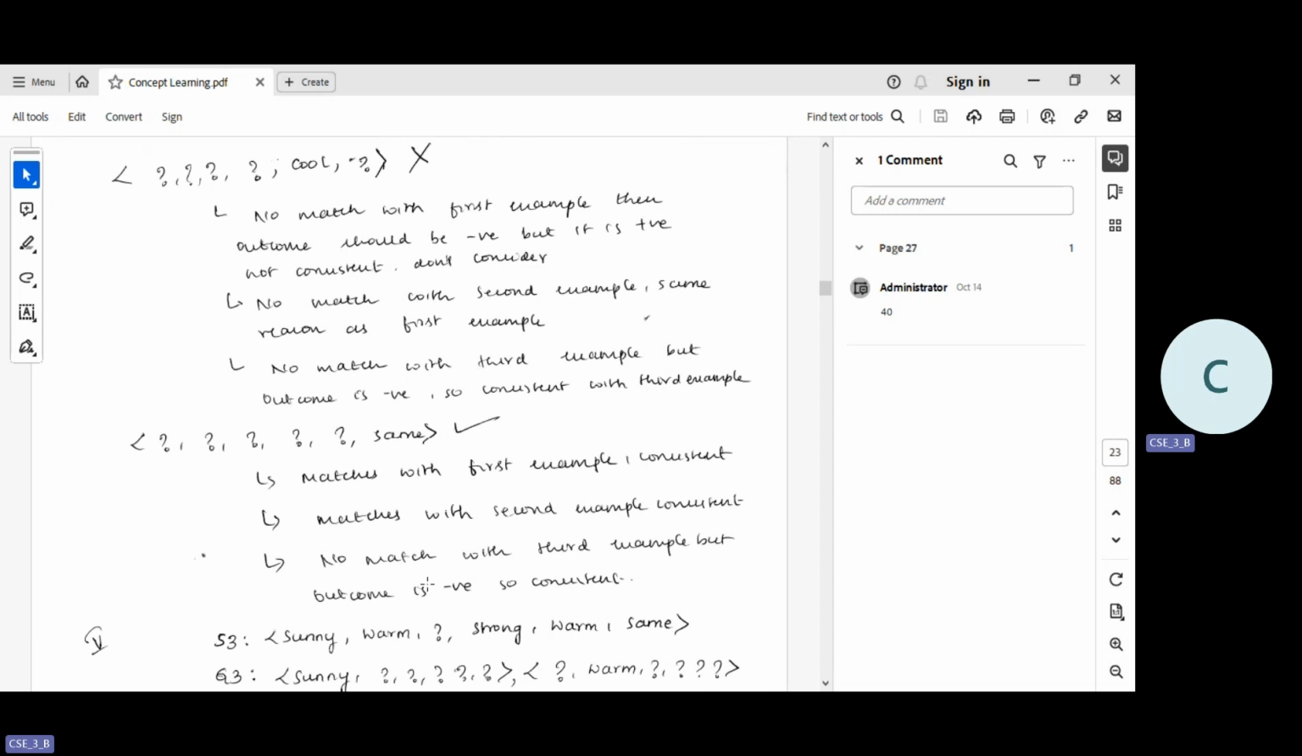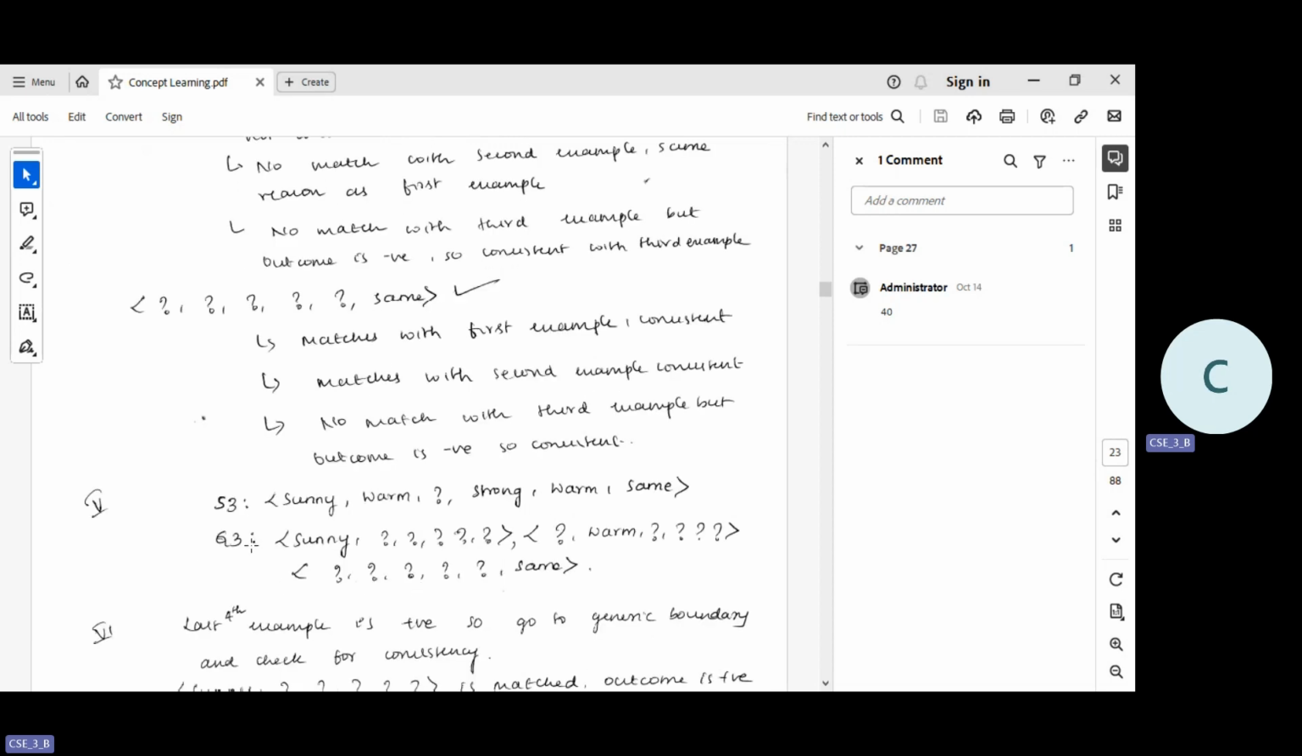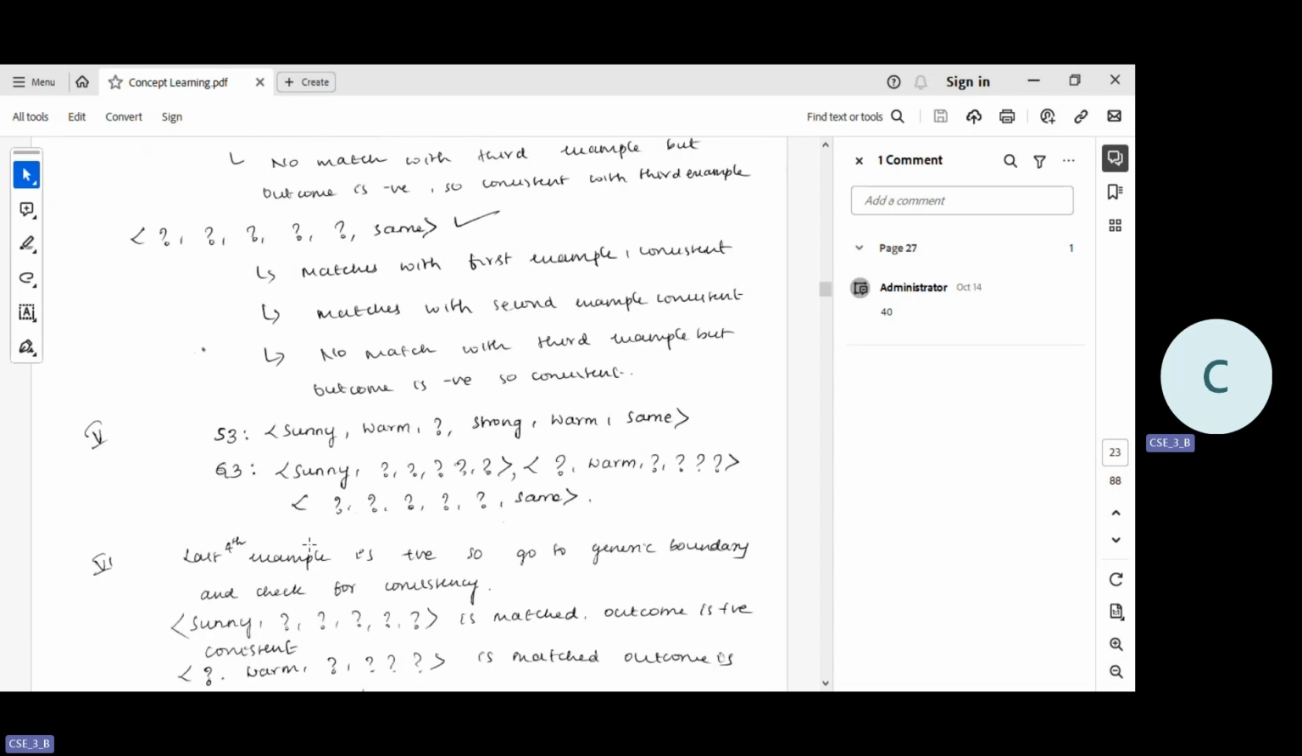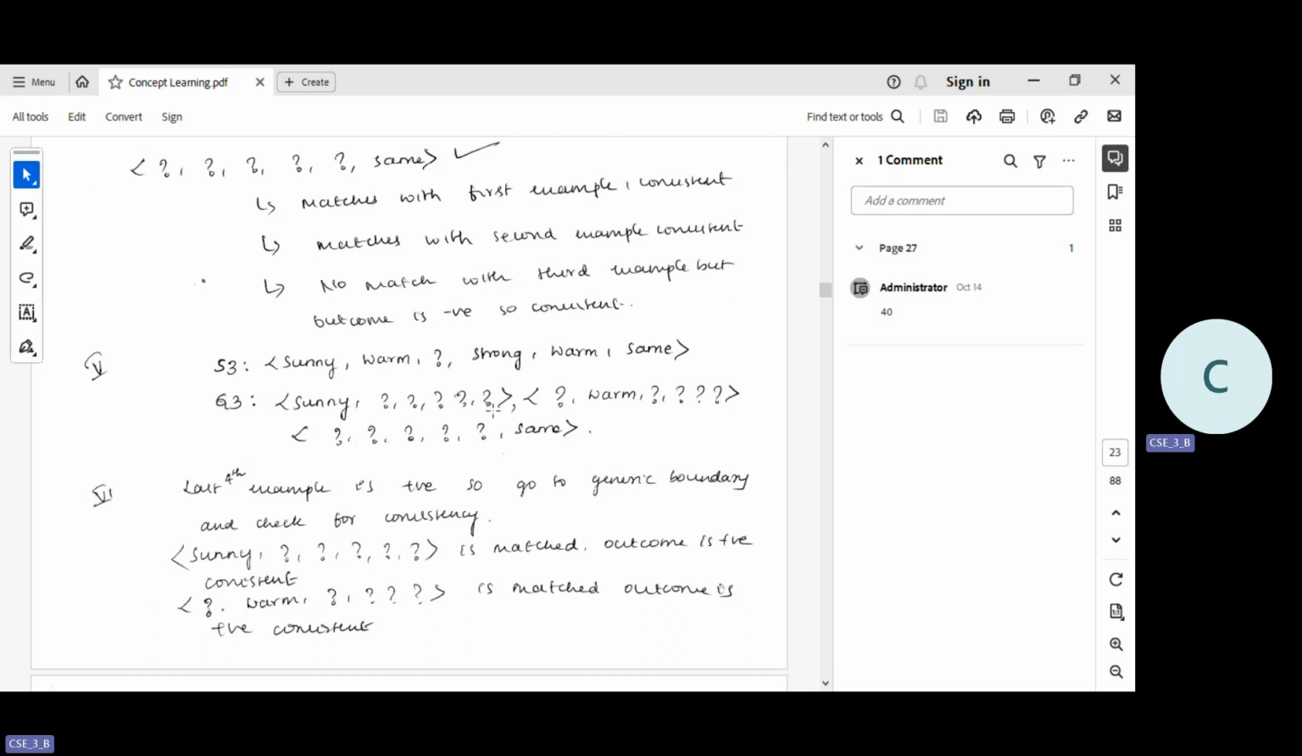So now we have updated our generic boundary. With these 3 hypotheses, we can observe here that these are the 3 hypotheses consistent with the training examples till now. In the specific boundary, we have already written: sunny, warm, question mark, strong, warm, and then same.